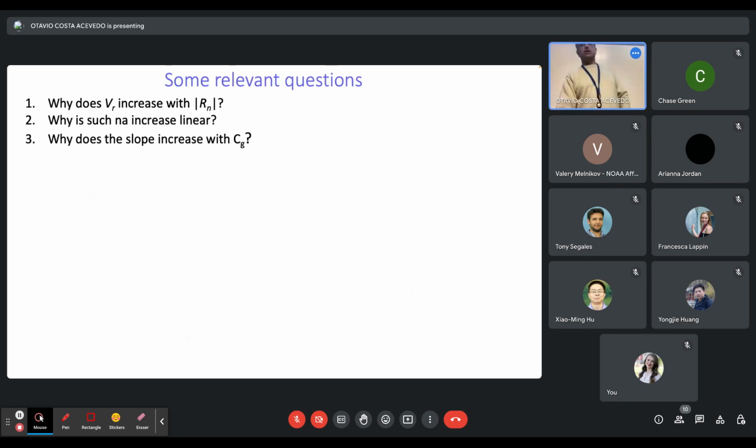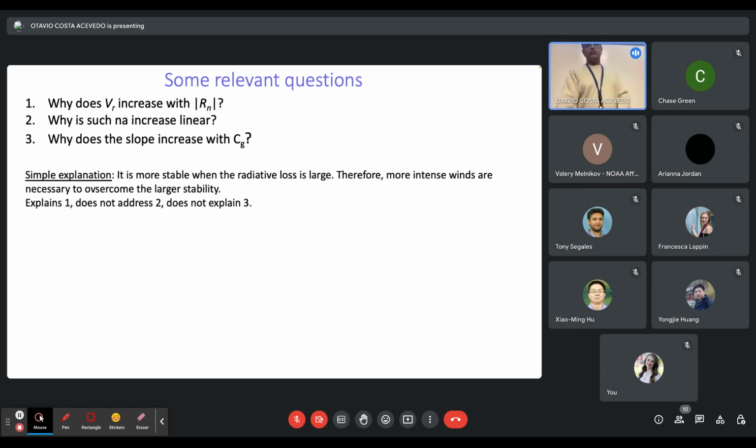So, some relevant questions. First, why does the threshold wind speed increase with net radiative loss? I think this one has an easier answer. Second, why is the increase linear? And third, why does the slope increase with the heat capacity? The simple explanation for the first question is that it's more stable when you have more radiative loss, so you need more intense winds to break that stability. However, if you think only in those terms, it does not explain the third. Because if that's true, when you have larger heat capacity, the soil cools less with the same radiative loss, so it becomes less stable.